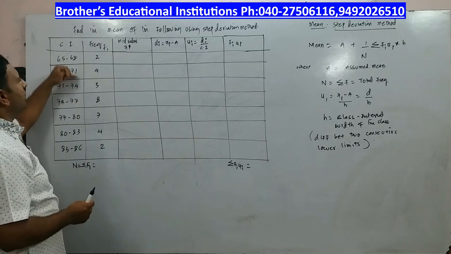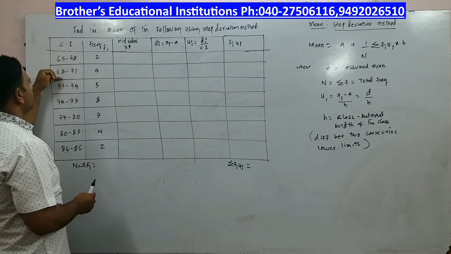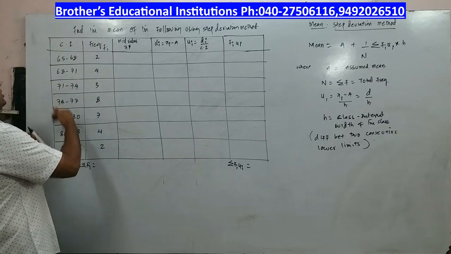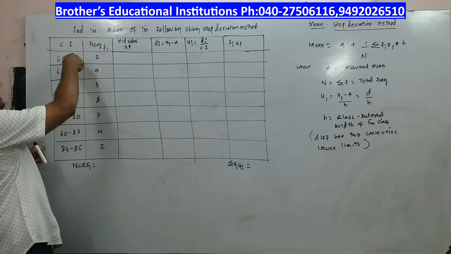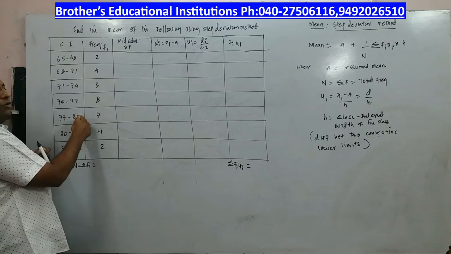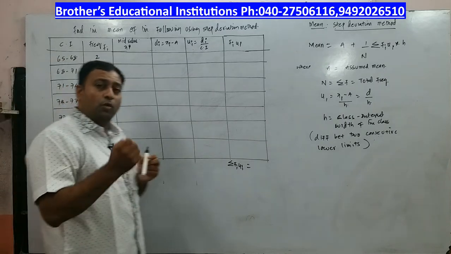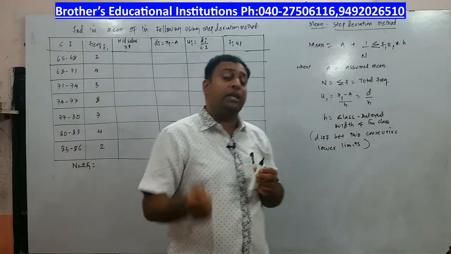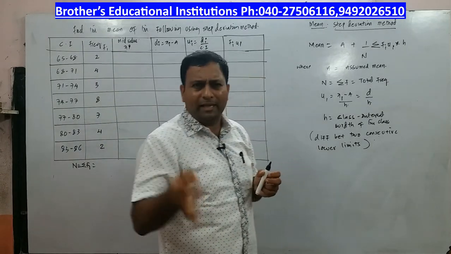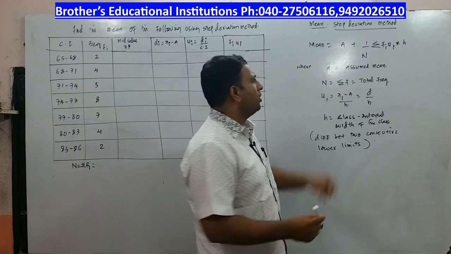Either you take the difference between 71 and 68 or 68 and 65. What is important is that it should be the consecutive number. Don't take 83 and 68. If you take 83, the consecutive will be 80. If you take 80, the consecutive will be 77. Take the difference between two consecutive lower limits or two consecutive upper limits; it is called the width of the class or class interval. So this is what you are supposed to know.